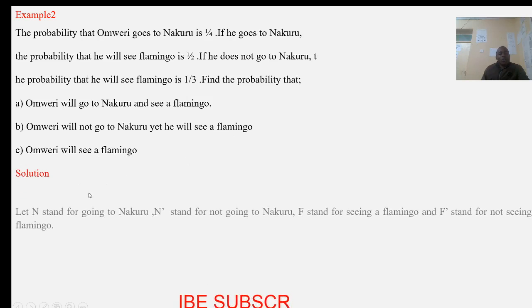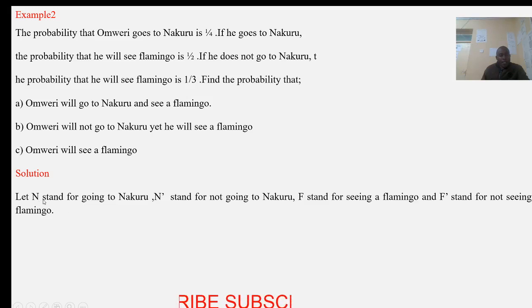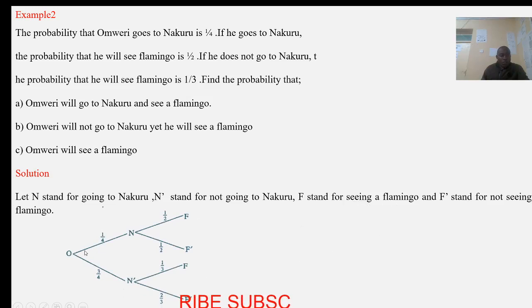Then what you do, we let N stand for going to Nakuru, and N' (N with an apostrophe above) stand for not going to Nakuru, and F to stand for seeing a flamingo, and F' stand for not seeing a flamingo. Then from there we draw a tree diagram. So we have going to Nakuru, not going to Nakuru, seeing a flamingo, not seeing a flamingo.